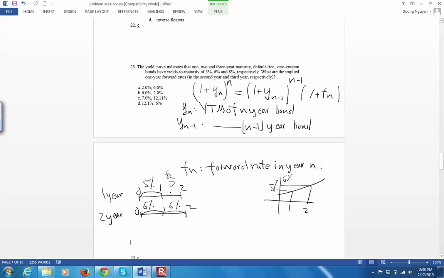So you apply the formula we have over here: (1 + y2), where y2 is the yield to maturity of the 2-year bond, raised to the power 2, equals (1 + y1) times (1 + f2).